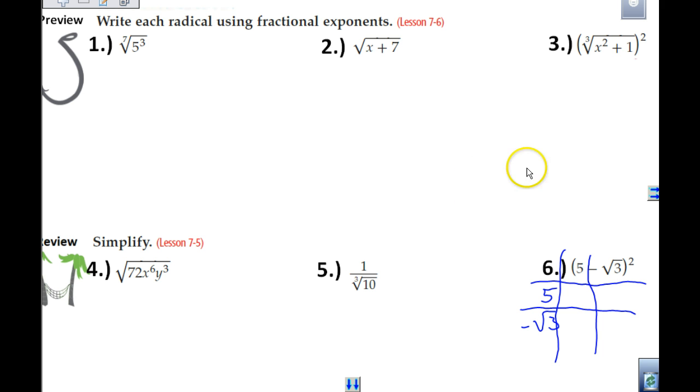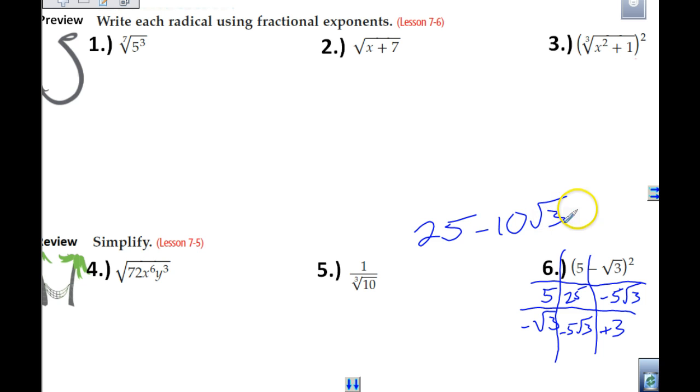What does it come out to? Factor 5? Yep. Negative 5 root 3? What's the last part here? 3. Oh, yeah. Positive, right? Yeah, so the diagonal you get negative 10 root 3. And then you get another 3 on the back end. So really this comes out to 28 minus 10 root 3.